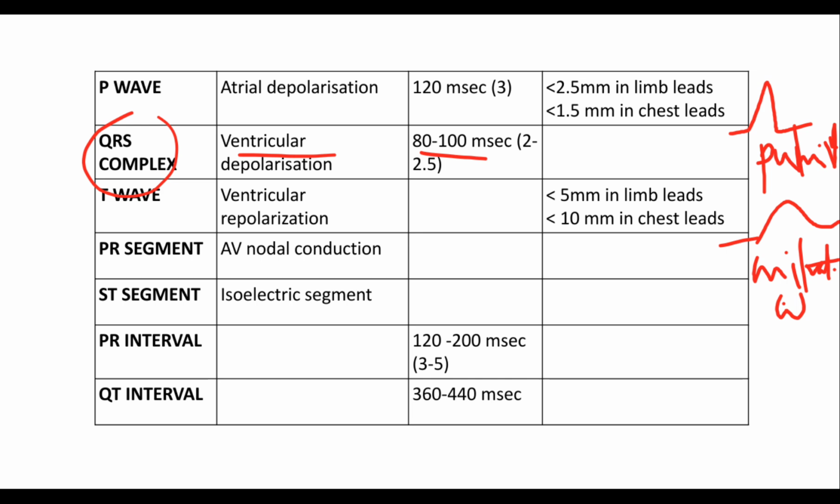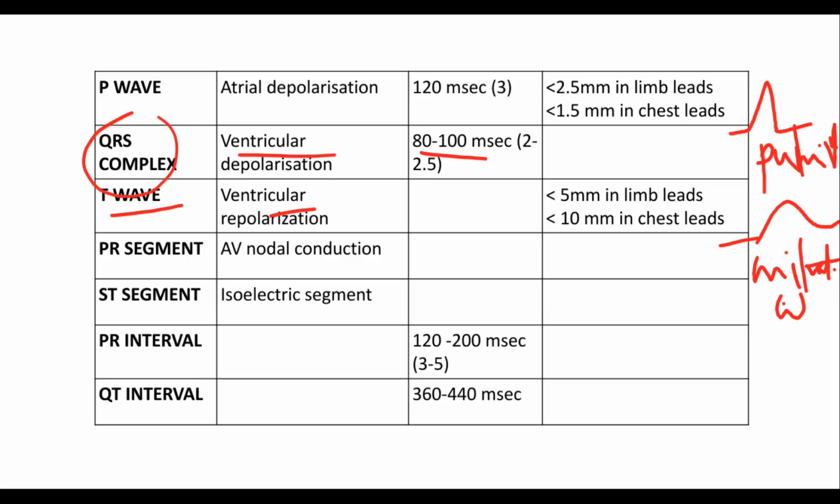It's usually 2 to 2.5 small squares in duration, that is 80 to 100 millisecond. You have to see if the QRS is wider, that you can see in ventricular tachycardias, or if it's a narrow complex. If there is narrow complex QRS and tachycardia, it can be a supraventricular tachycardia.